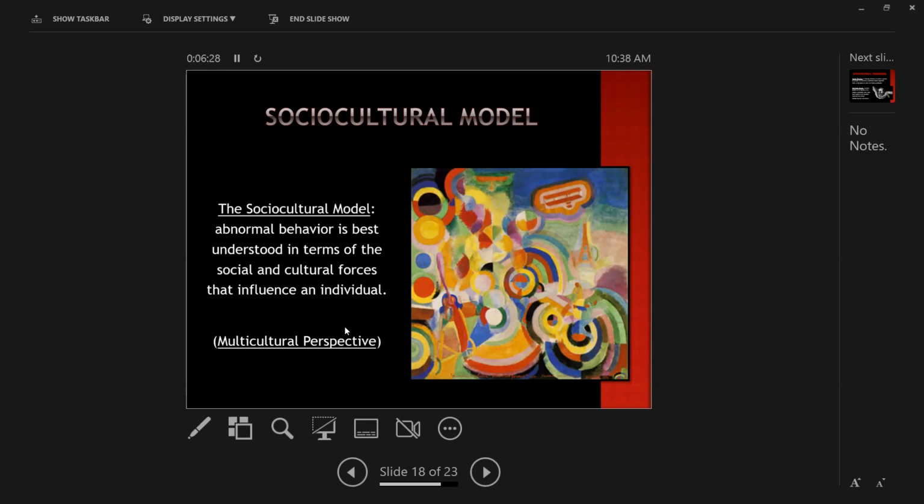So the socio-cultural model. So we look at society, culture, more than one person.